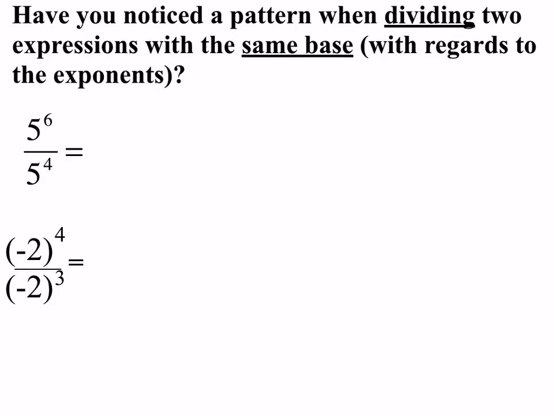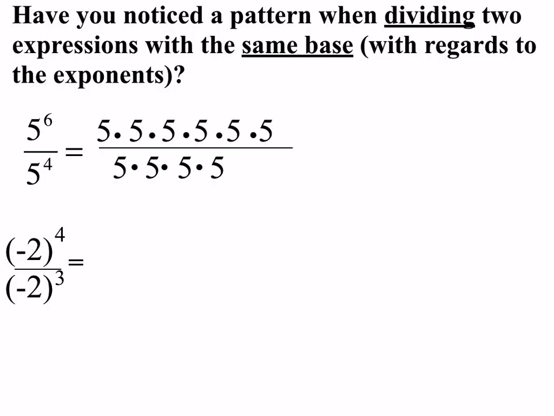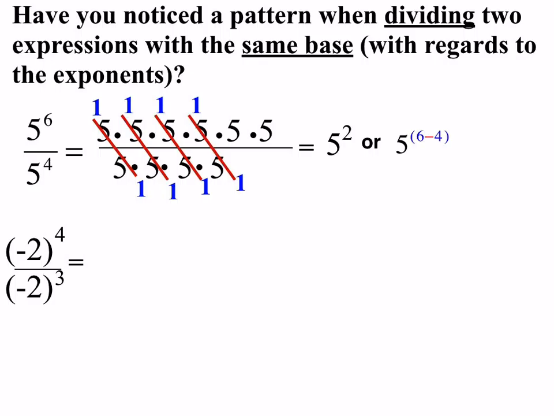Have you noticed a pattern when dividing two expressions with the same base with regards to the exponents? Quick 10-second conversation with your shoulder partner. All right, so once again, overwhelmingly I heard subtract the exponent. So it'll be the numerator exponent, subtract from that the denominator exponent. And so we did this by expanding or extending the product, and we got to 5 to the 2nd, but now we can utilize this property, 5 to the 6 minus 4, and that is 5 to the 2nd.